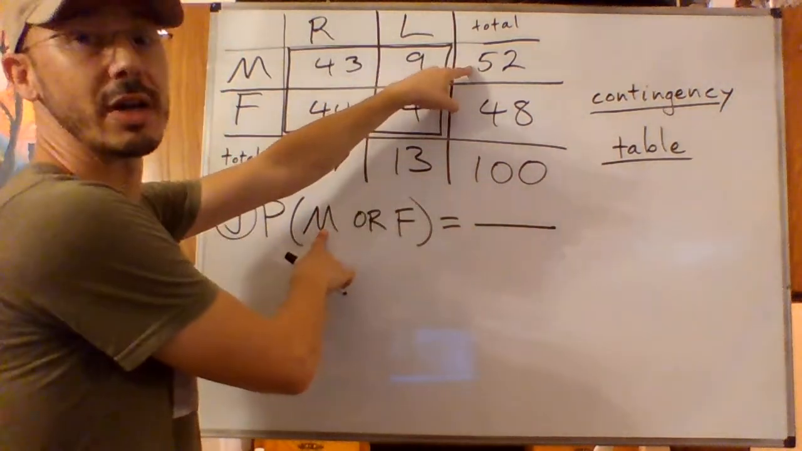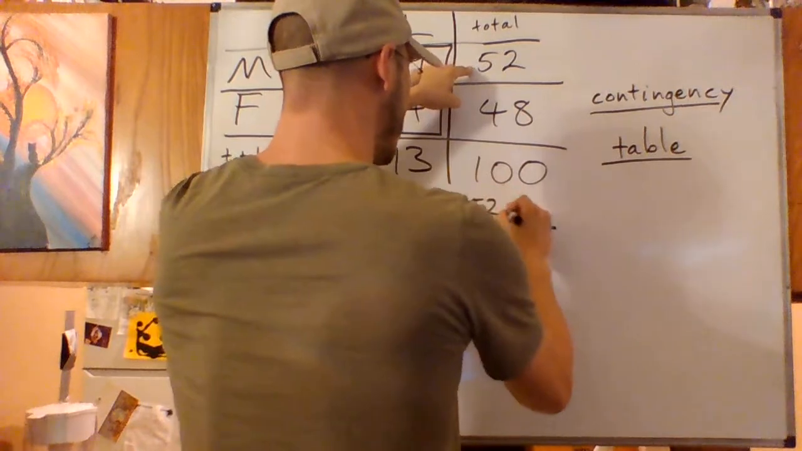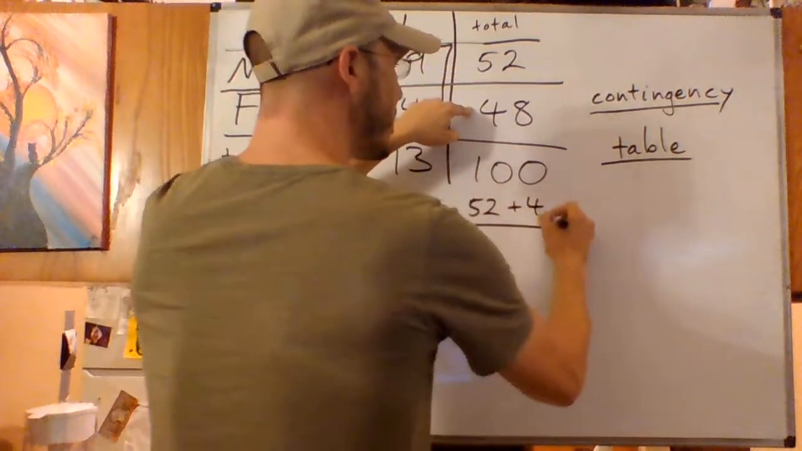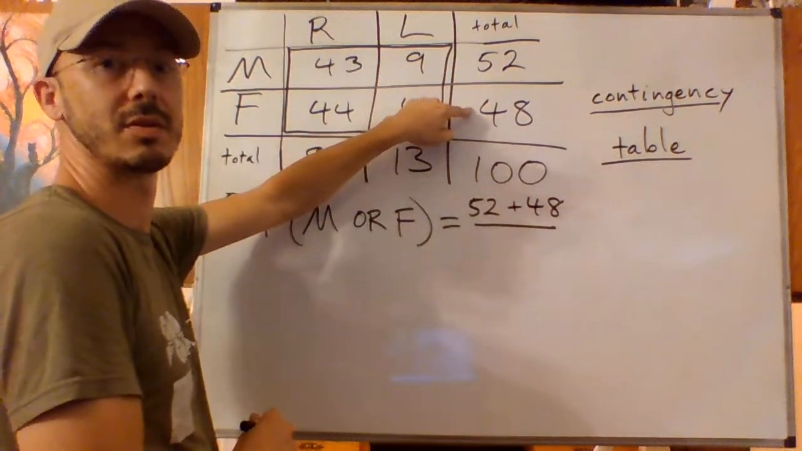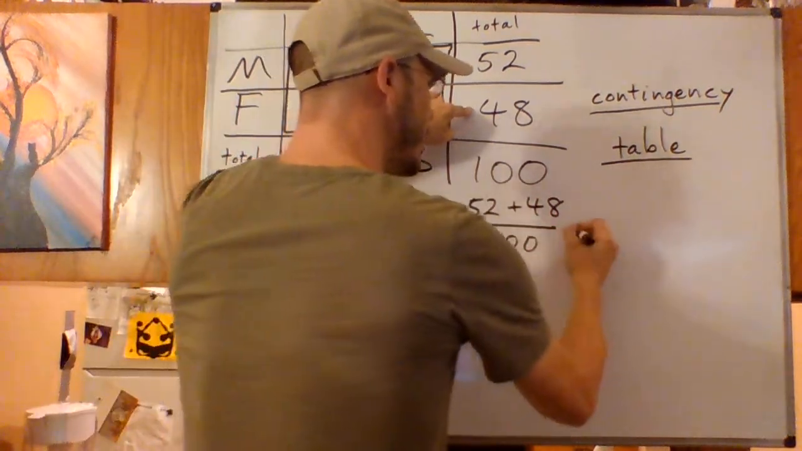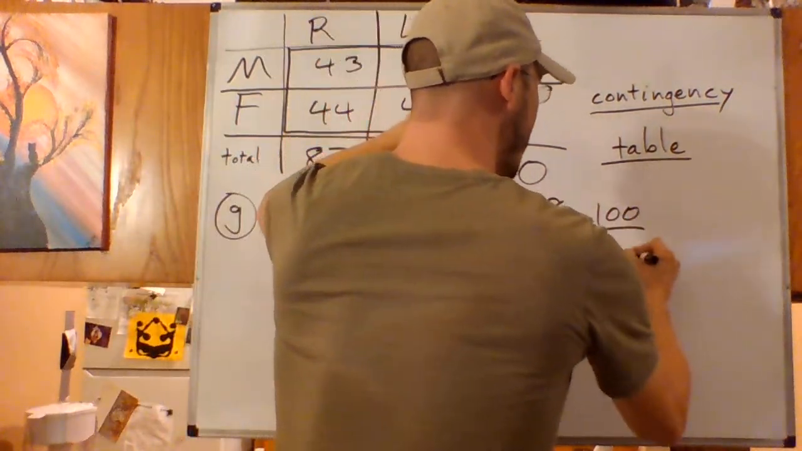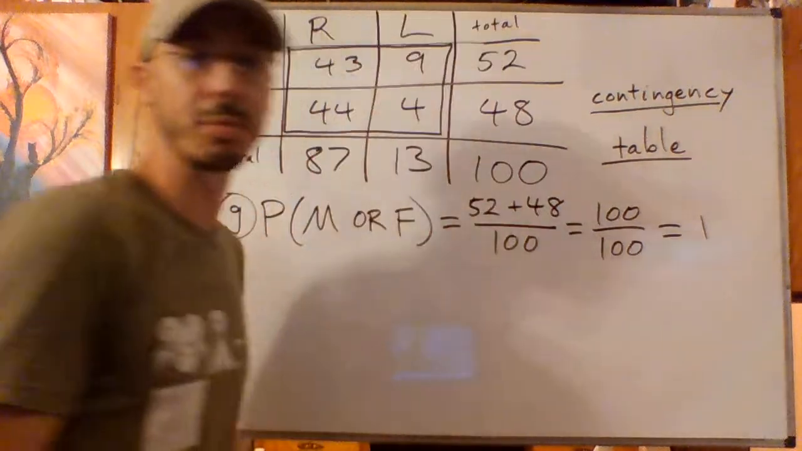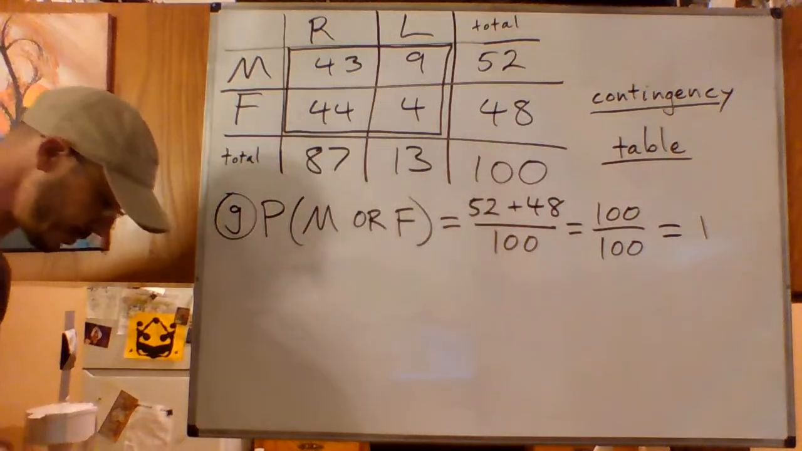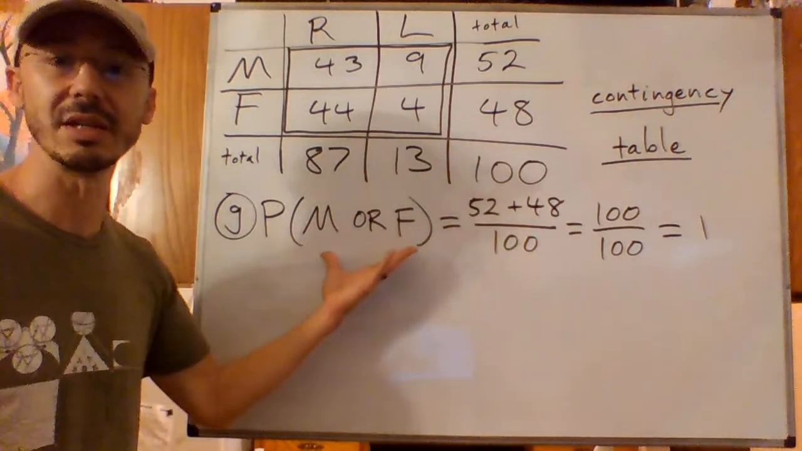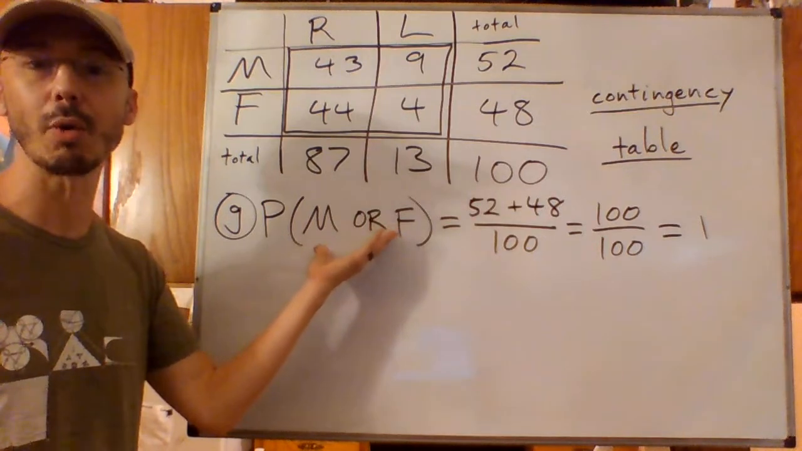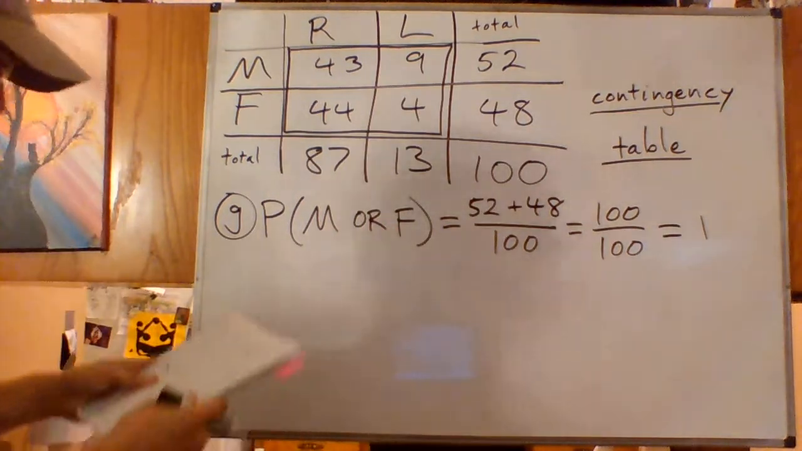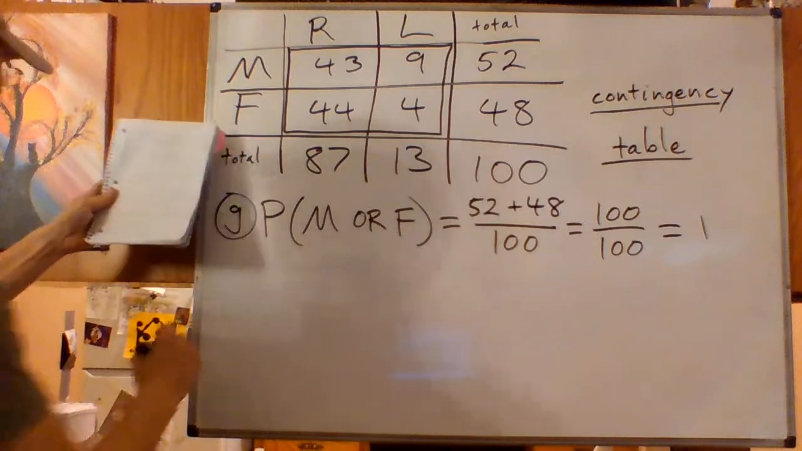There are 52 males and there are 48 females out of 100. That gives me 100 out of 100, which is 1, a probability of 1. It's an example of a certainty. This compound event, M or F, is a certainty because its probability is 1.